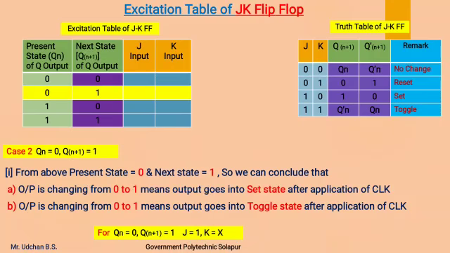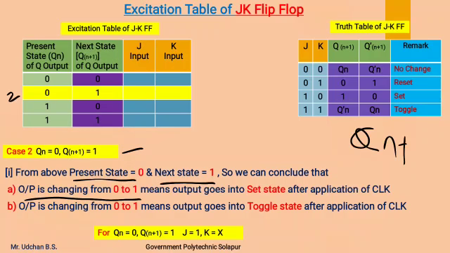Now we will see the second case, that is Qn 0, Qn plus 1 as a 1, means present state is 0 and next state is 1. From this also we can make two conclusions. The output is changing from 0 to 1, means the output goes into the set state, that is Qn plus 1 is 1, for which the value of j and k for the set state are j is 1, k is 0.